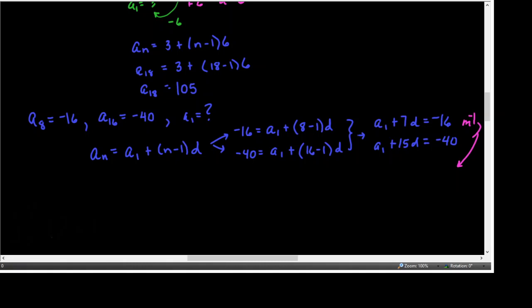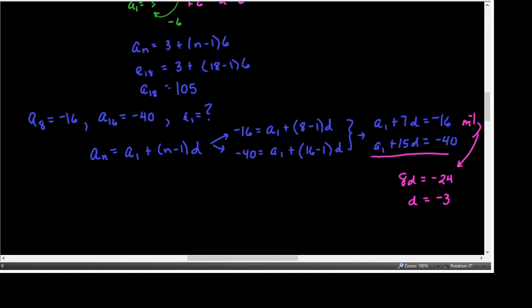So negative 1 times a sub 1 is negative a sub 1 plus a sub 1 is 0 a sub 1, which I'm not going to write. Then negative 1 times positive 7d is negative 7d plus 15d is 8d equals, and then negative 1 times negative 16 is positive 16 plus negative 40 is negative 24, and then I can solve for d. So the common difference is negative 3.